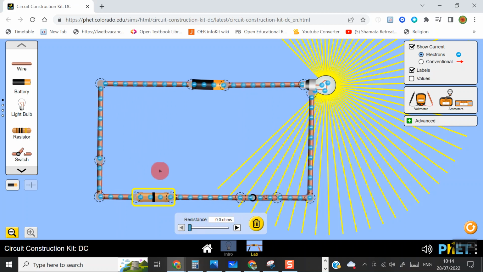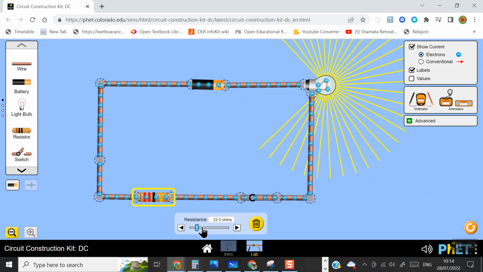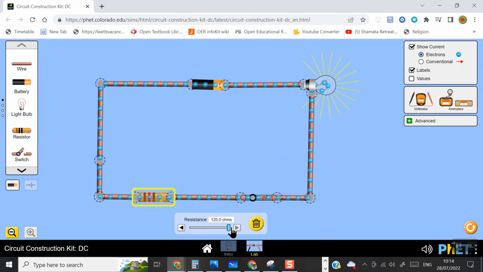Now, imagine that this was a light-dependent resistor, and we were to take this and cover it up and put it into the dark. What would happen is that would essentially increase the resistance. So you get this kind of effect, where you get very little movement of electrons through the circuit. But then as you start to shine light on it, the resistance of the resistor will start to decrease, like so.